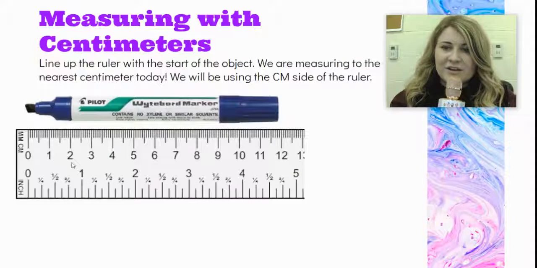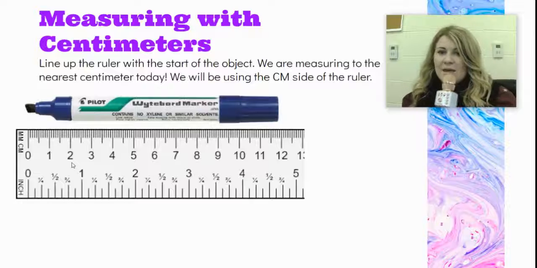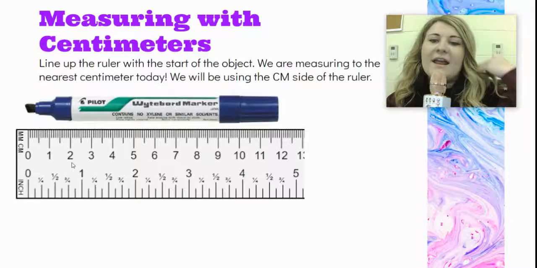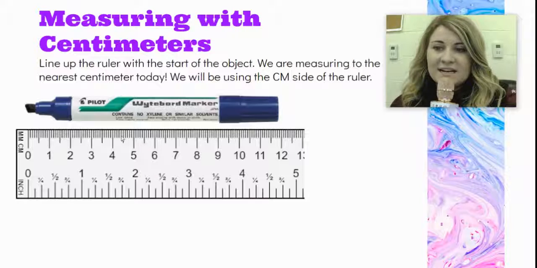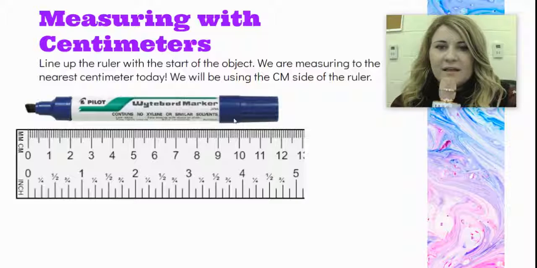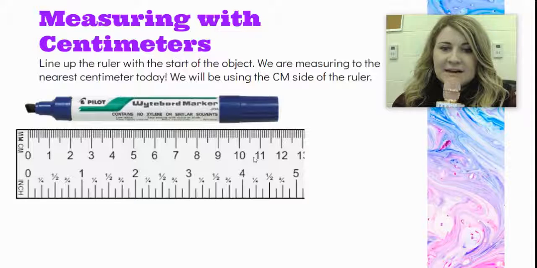All right, let's look here. We are measuring the exact same objects that we measured yesterday, but we are going to be using our centimeter side instead of our inch side. Line up the tip of your object, whatever you're measuring, with 0, and then look at where it ends. So here it ends on 1, 2, 3, 4, 5, 6, 7, 8, 9, 10, 11, 12.